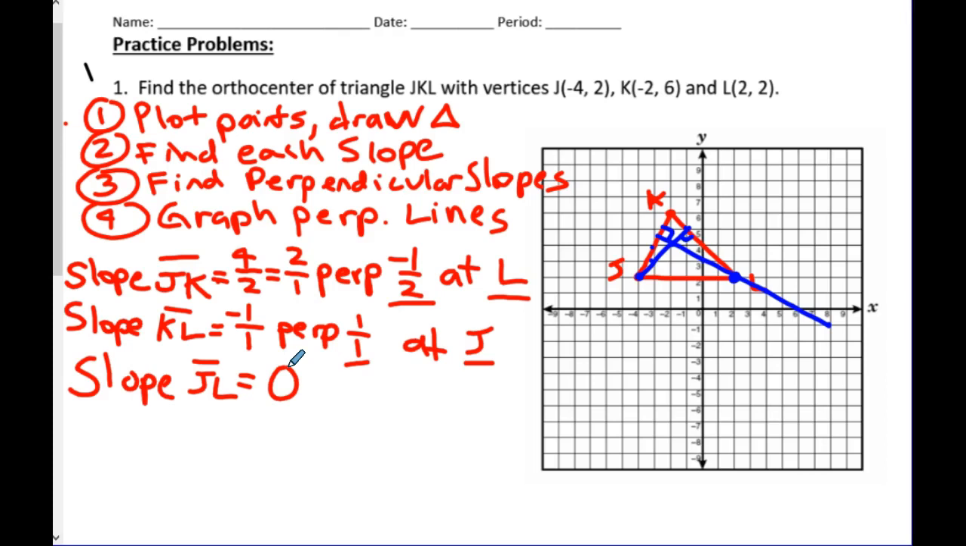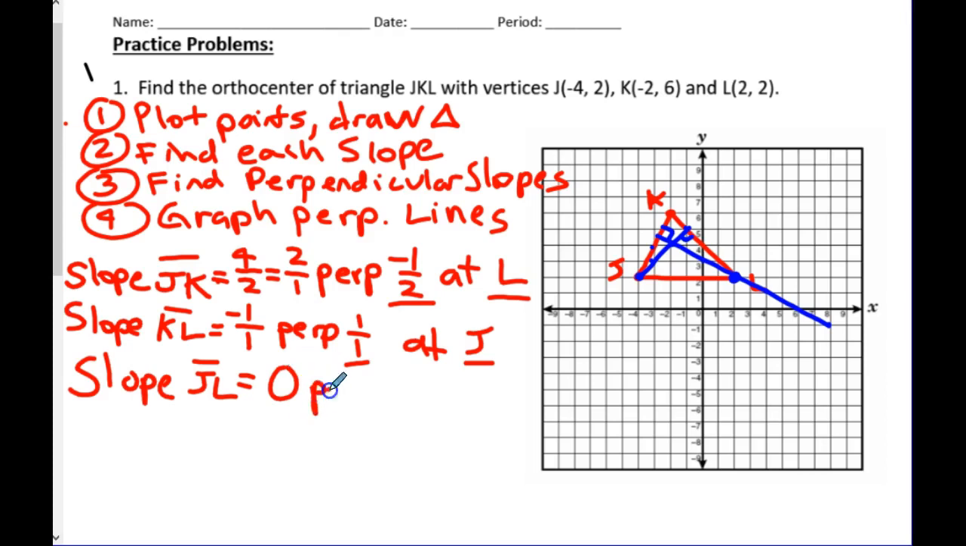Can you stand on a horizontal line? Yeah, 0 effort, 0. Can you stand on a vertical line? Unless you're Spider-Man? No. So that's undefined. If you cannot stand, it's undefined. If you can stand, that's 0. Okay? So horizontal line is 0.